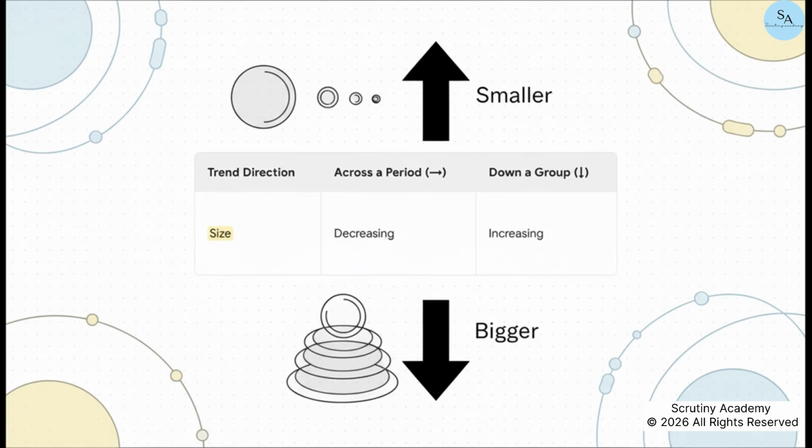Well, as you can see, when you move from left to right across a period, the atoms actually get smaller. Now, that might seem weird, but think about it. You're adding more protons to the nucleus, so that stronger positive charge pulls all the electron shells in just a little bit tighter. But when you go down a group, the radius gets bigger because you're adding whole new layers of electrons. So just remember, down gets bigger, across gets smaller.